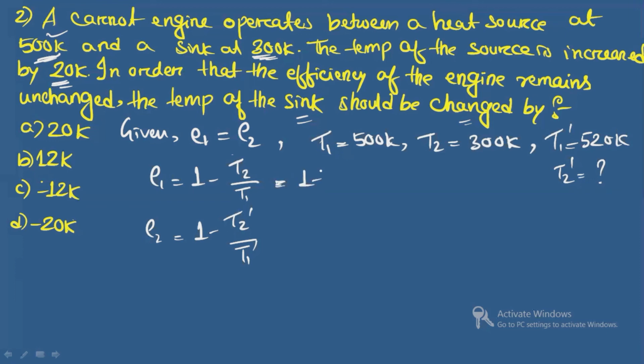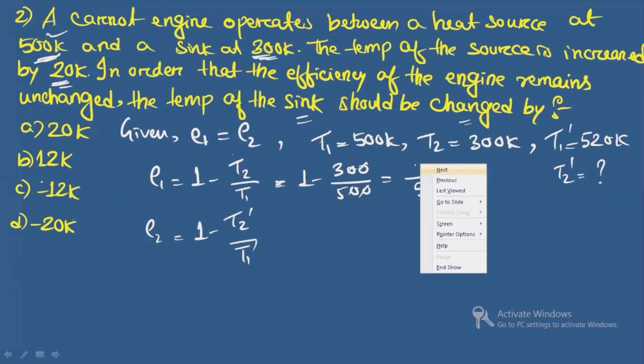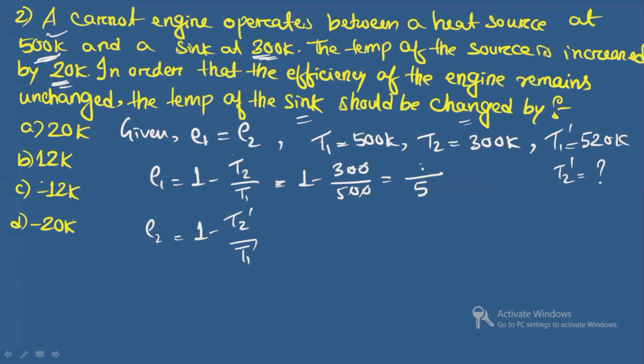So here you will write 1 minus what? T2 is how much? 300 by 500. So when you will cancel, what you will get? LCM is 5. 5 minus 3 is how much? 2. All right.